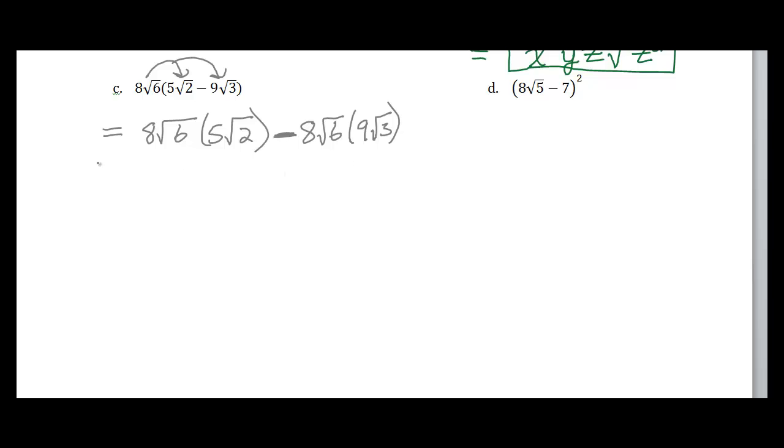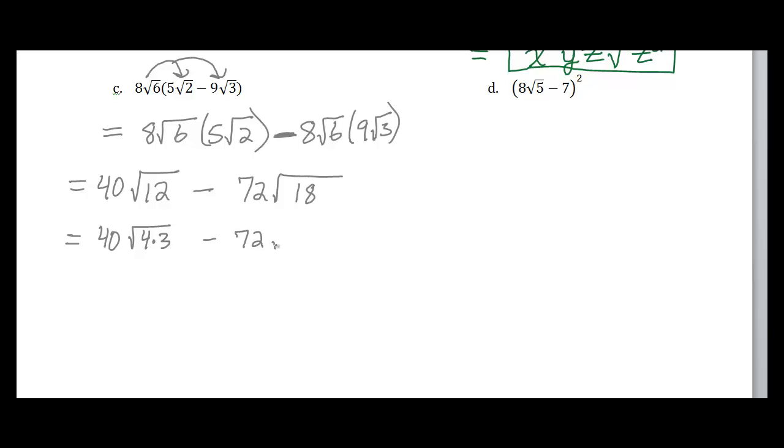I get this here. Okay, well, I'm going to multiply my 8 and my 5. That'll give me 40. And since those are both square roots, I can write it as the square root of 12. 8 times 9 is 72. 6 times 3 is 18. All right, and so now, since I've done my distributing, I'm actually going to see if I can simplify any. Well, we have perfect squares. The largest perfect square that's a factor of 12 is 4, so I can write 12 as 4 times 3. The largest perfect square that's a factor of 18 is 9. I can write 18 as 9 times 2.